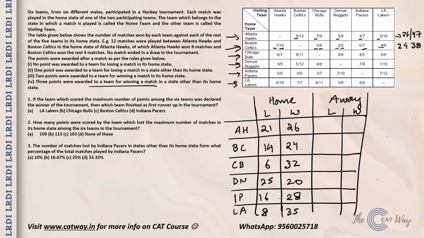Now we will write the data for the away games, right? So now you see for Atlanta Hawks, this is the way you will be calculating. So for Atlanta Hawks, Atlanta is the visiting team now, right? They have played 10 with Boston, 7 with Chicago, 17, 6 with Denver, 23, 6 with Indiana, 29, and 10 with LA. That is a total of 39 matches they have played.